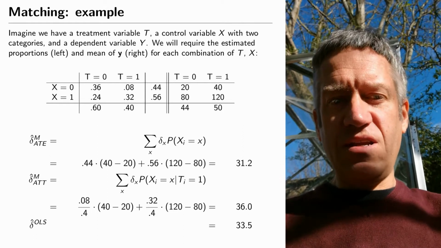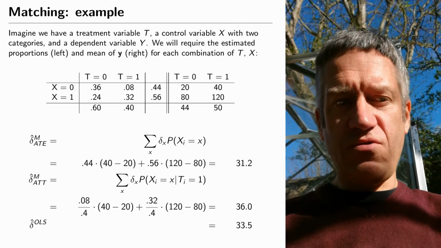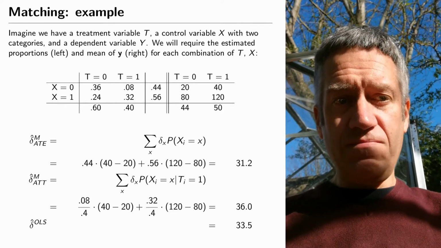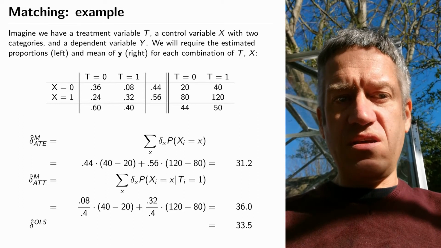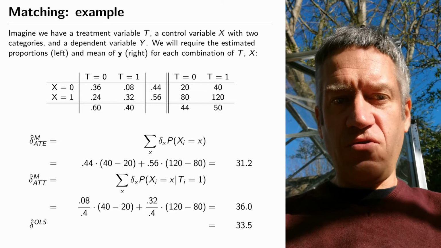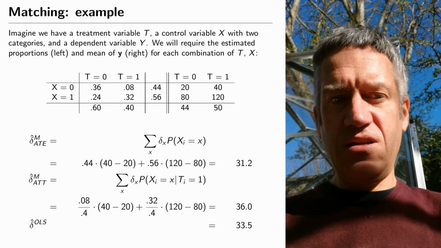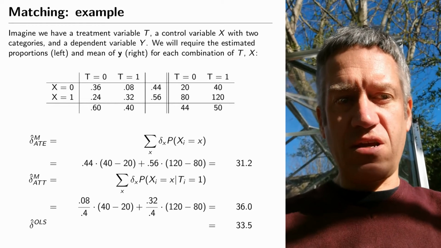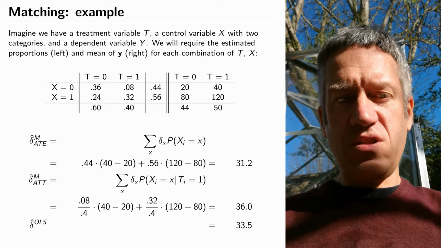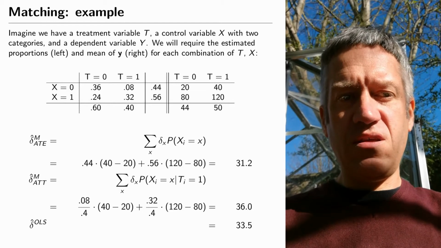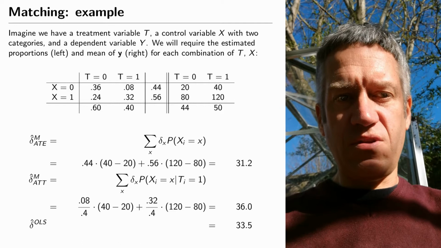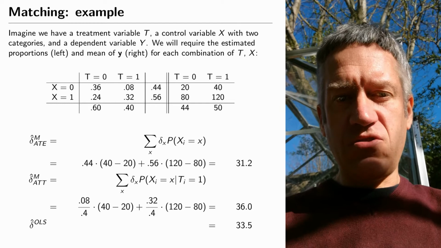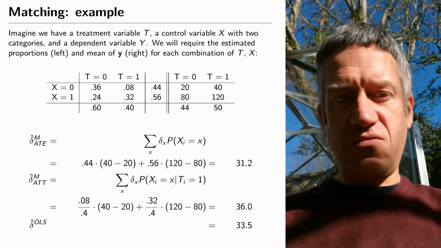So how do we now calculate the average treatment effect, controlling for X? So here you see three examples. The average treatment effect using matching. So this takes into account the treatment effect, which is 40 minus 20 and 120 minus 80, weighted by the probability of being in each of these strata, X is 0 or X is 1. So you get 0.44 times this first treatment effect, 40 minus 20, and 0.56 times the second treatment effect, 120 minus 80. And overall you end up with 31.2 as the average treatment effect.